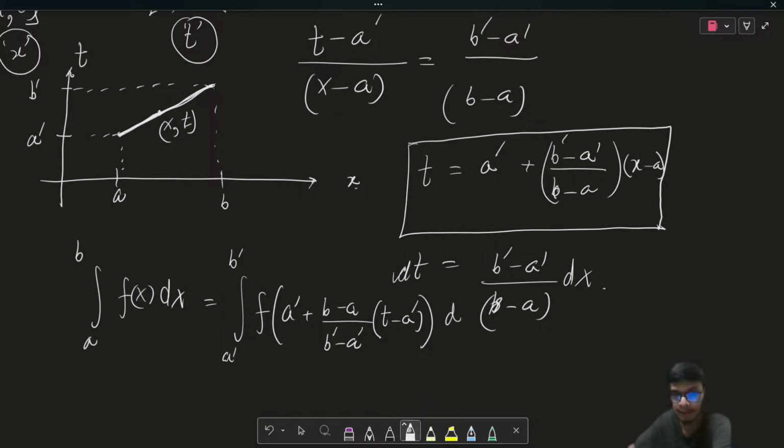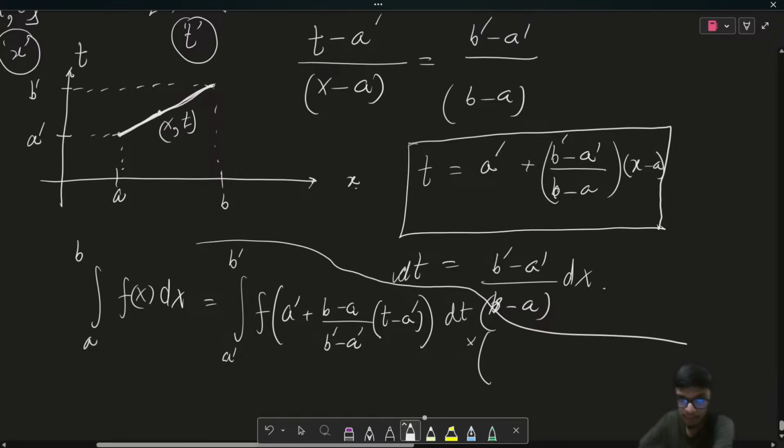So this b dash and a dash part will come in the denominator over here. After that it is going to be dt. I should also separate this, otherwise it's going to look very much the same, right? So I'm writing over here dt and then multiplying. So I'm transposing dx to dt, right? So dx will be b minus a by b dash minus a dash into dt, right? So this is the dx part. I hope this is clear, right?